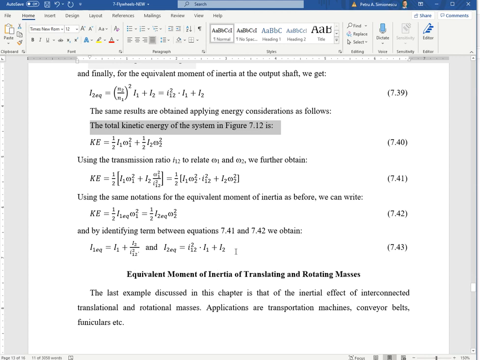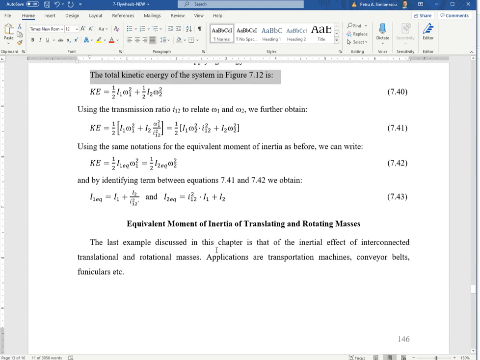It will be the transmission ratio squared that either needs to increase or decrease the flywheel by that amount, going between a fast moving shaft and a slow moving shaft, or from a slow moving shaft to a fast moving shaft.